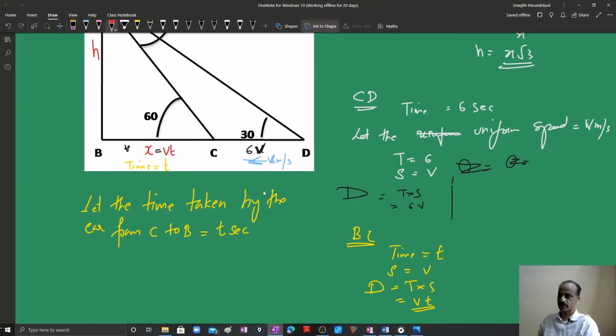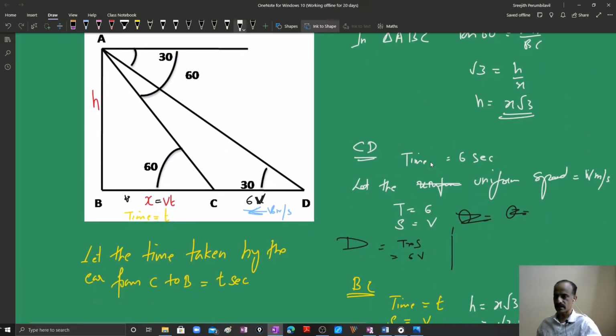This is 6V, because here the time is t and there the time is 6. So V into t. We have already got h is equal to x root 3, that is root 3 into Vt. Keep it there. Now let us go for the larger triangle.